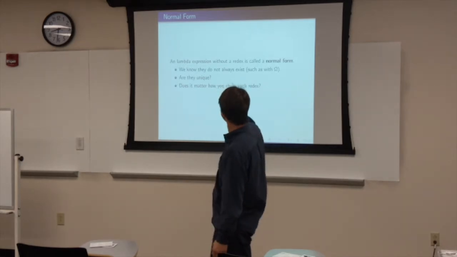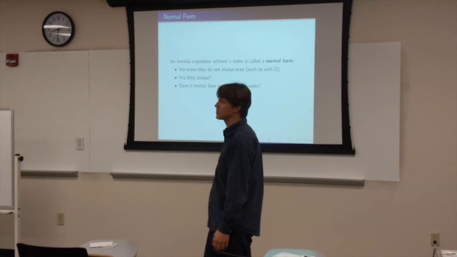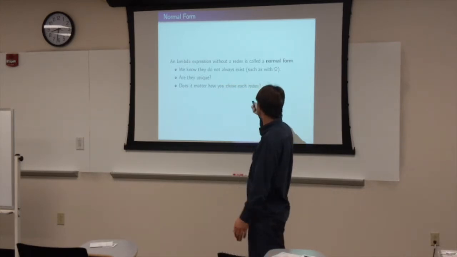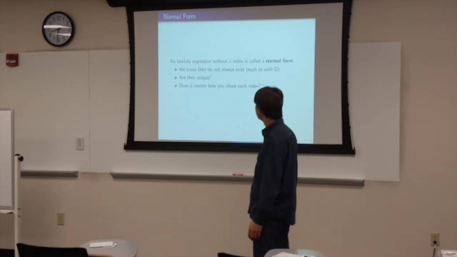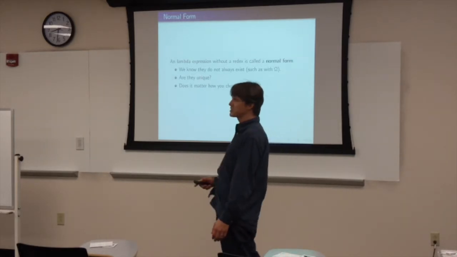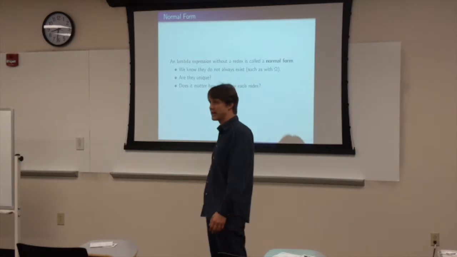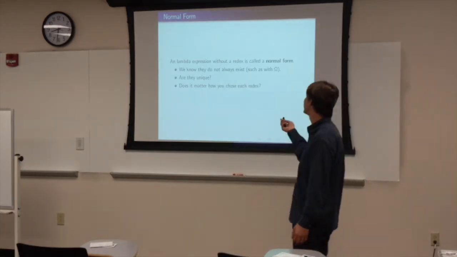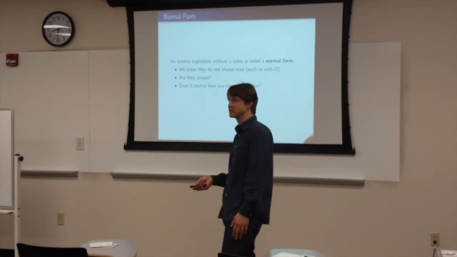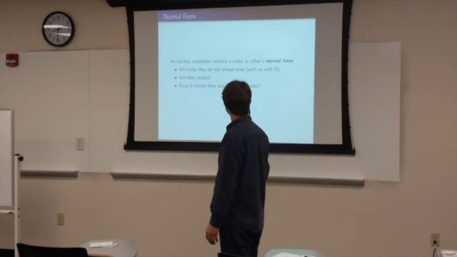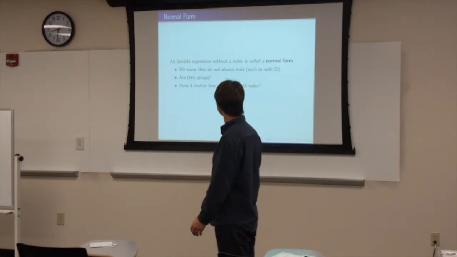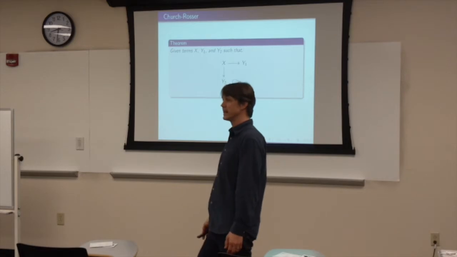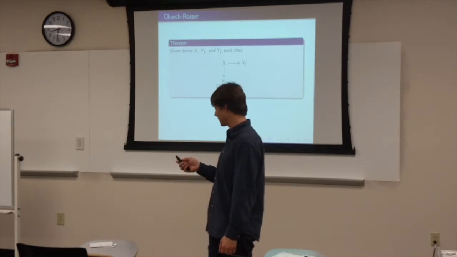So the question you want to know is, when do they exist? We know they don't always exist. We saw that omega thing that reduced to itself, so it never stopped. Are they unique? What if 1 plus 1 is 2 or 3, depending on if you're in Python or Haskell? That's not good. Does it matter at all what reduction strategy you pick? These are the questions floating around in your head. And then the Church-Rosser theorem is the theorem that answers these questions for us.